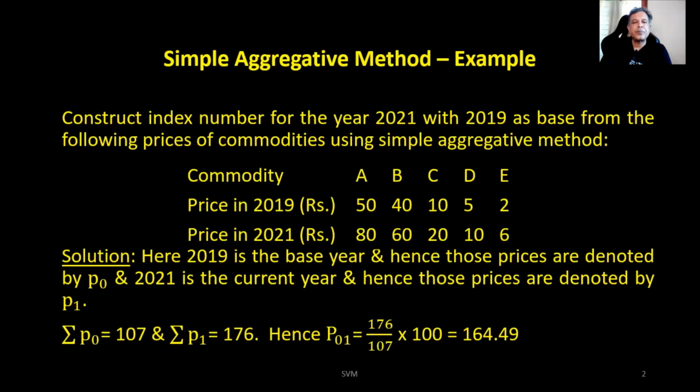So here, summation of P naught will be the sum of 50, 40, 10, 5, and 2, which gives you 107. Similarly, the sum of the current year's prices is 80 plus 60 plus 20 plus 10 plus 6, which is 176. Therefore, the index number for the current year will be 176 divided by 107 multiplied by 100, which gives us 164.49 as the current year's index number.